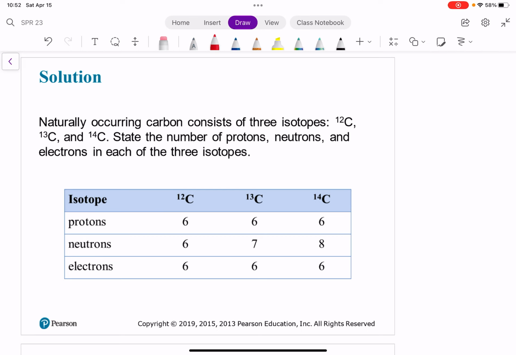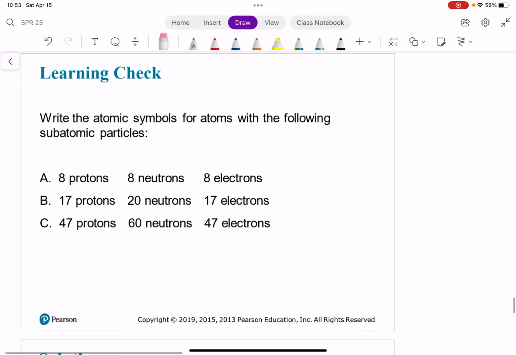All right, and then 14. 14 minus 6 is 8, so I have 8 neutrons here. And that makes sense, right? I'm getting more and more massive as I add neutrons, and neutrons are contributing to the mass of that atom, right?